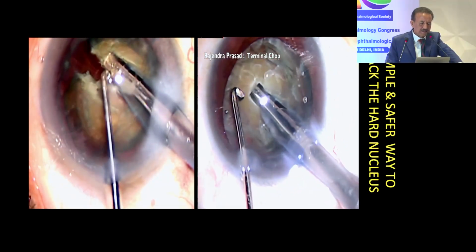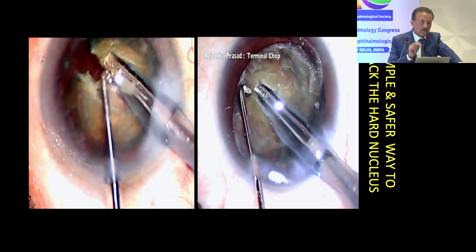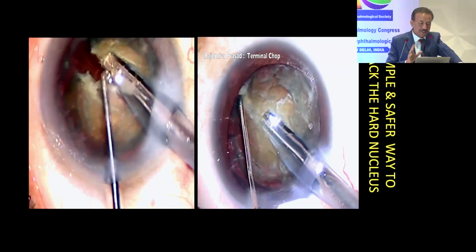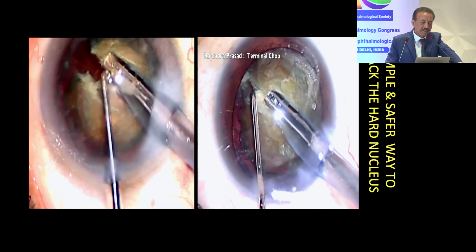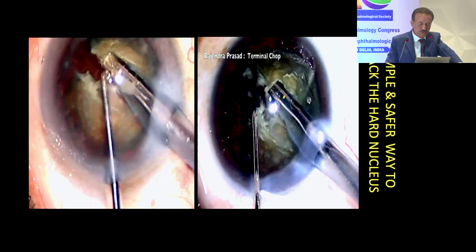This is another case, a very, very hard nucleus. Just hold it. You have to look at the phaco probe where I'm keeping it. I'm not going very deep towards the posterior pole of the nucleus. It's slightly towards the equator. Hold it and then crack it here, and then split it. And when you split it, you get a complete two segments.